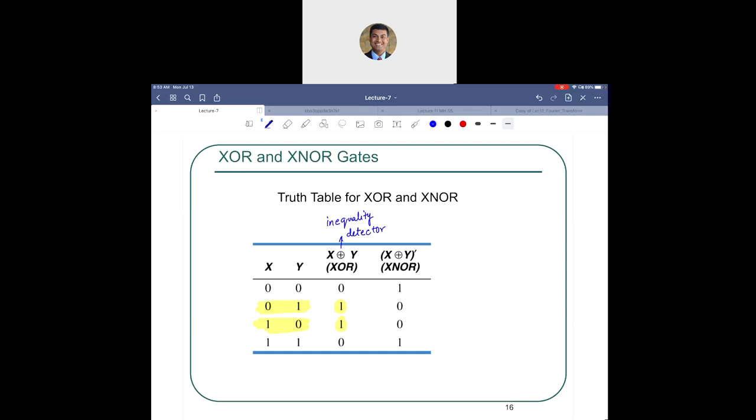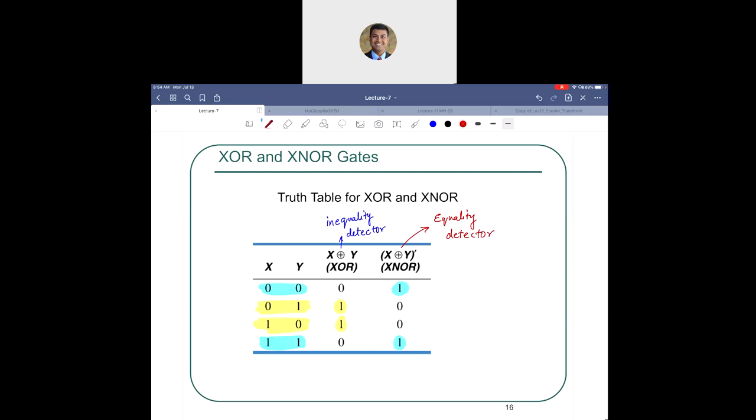Now let's talk about the exclusive NOR. If you see exclusive NOR, the output is true when the inputs are the same. So that is an equality detector. I can use this to detect whether two things are the same or not.